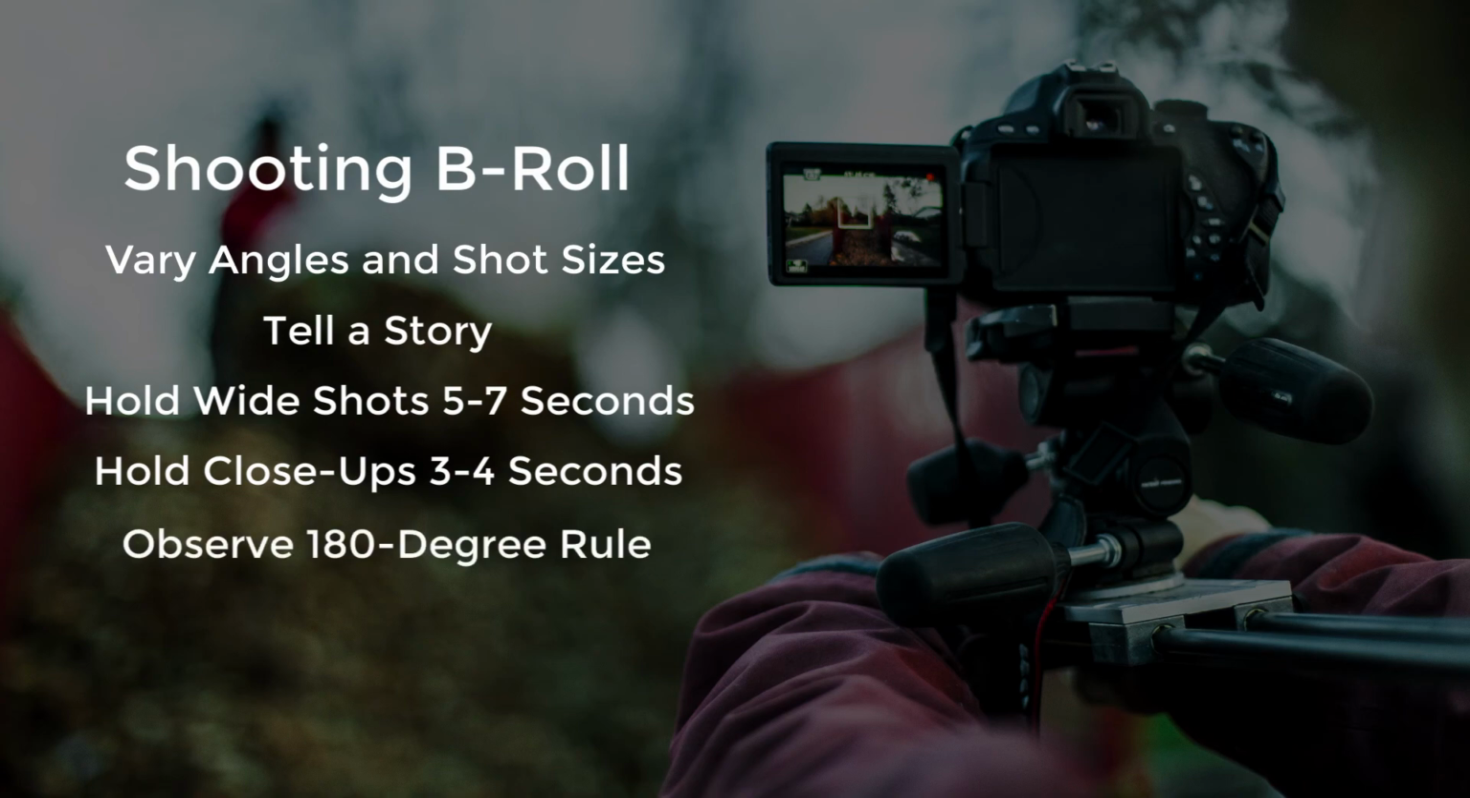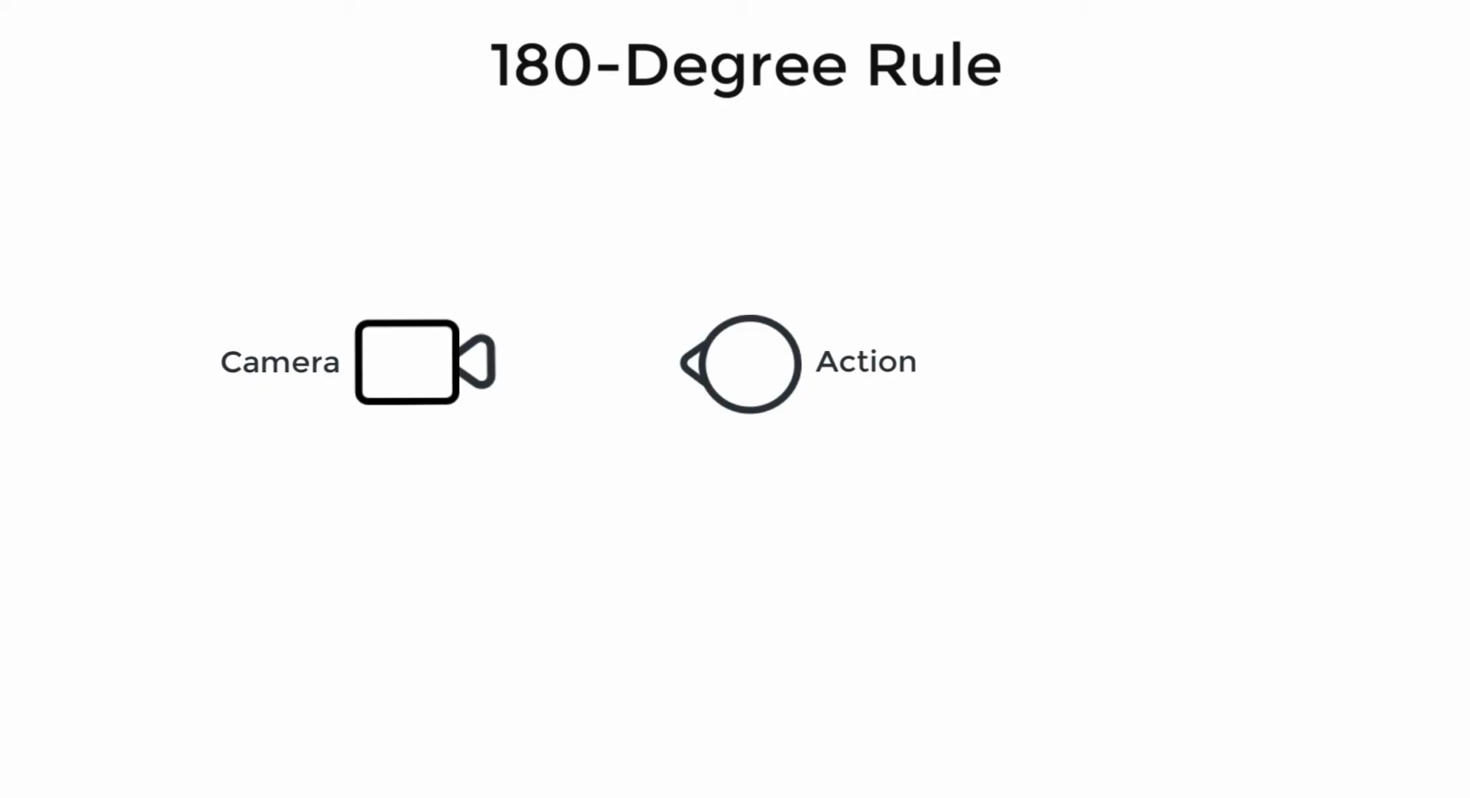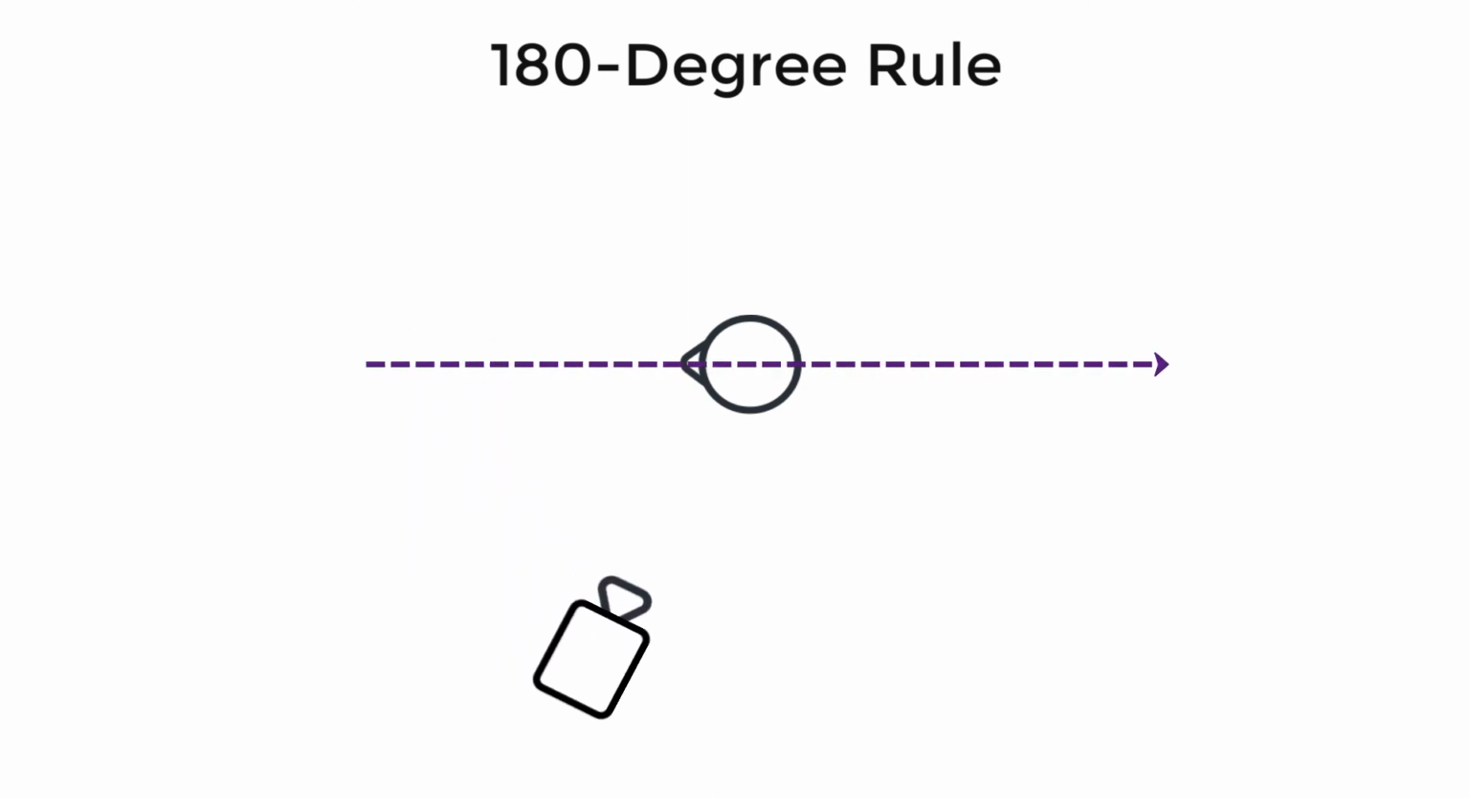Observe the 180-degree rule. Once you establish the line from the camera to the action, pick a side of that line and stay on it to maintain directional continuity. This will help the viewer follow the action in the sequence.